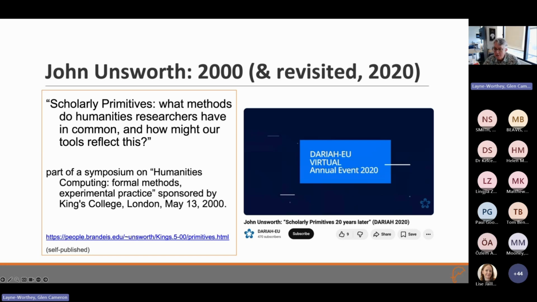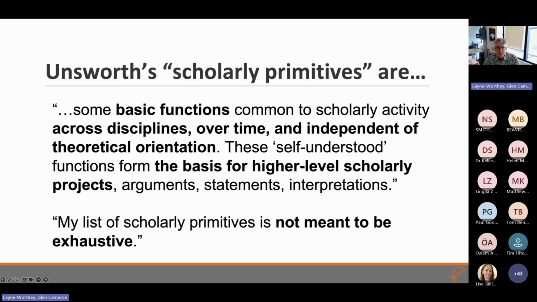And then at the DARIAH meeting in 2020, he gave a 20-years-later retrospective on scholarly primitives. And I recommend both his original talk written as a text and his video from DARIAH. They're great. So what are scholarly primitives? Essentially, these are basic functions that are common to scholarly activity across many disciplines, possibly all disciplines over all time, and independent of theoretical orientation.